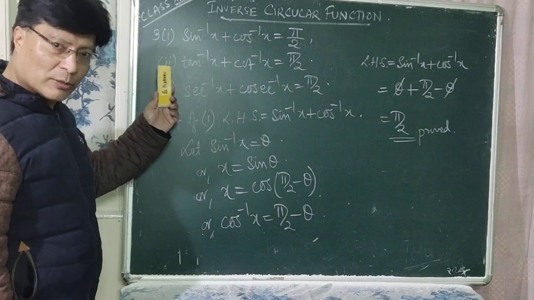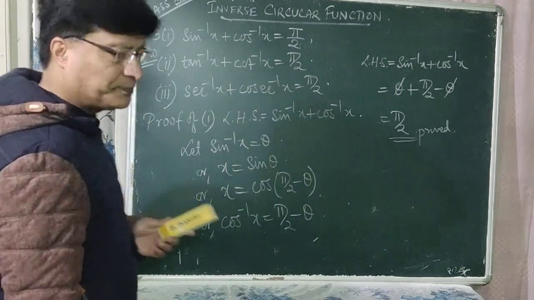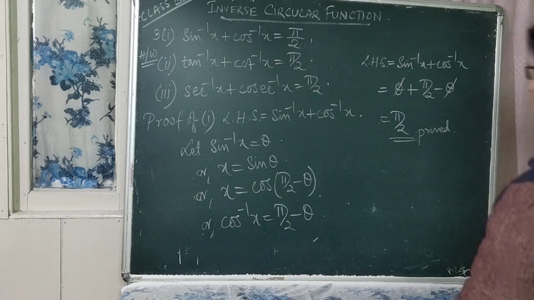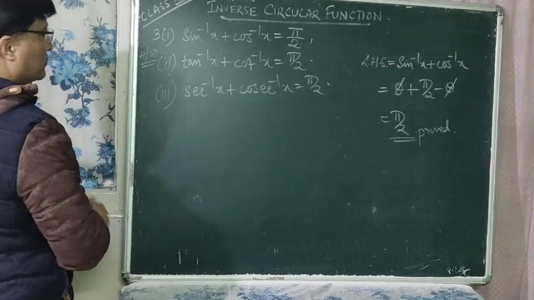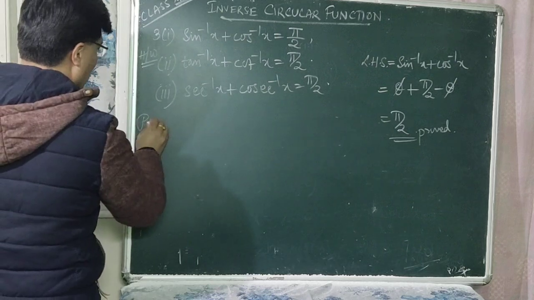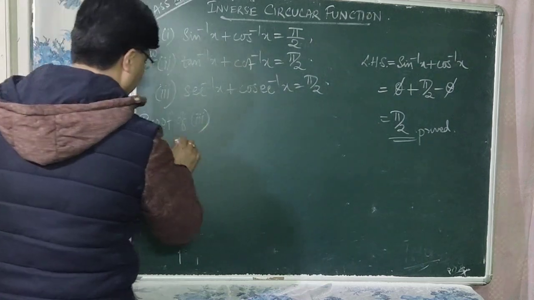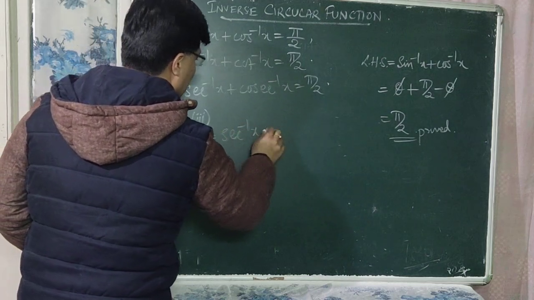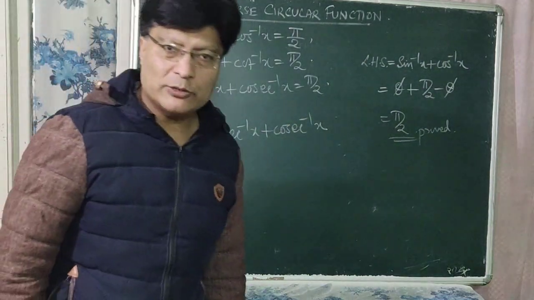Number 2 तिमीले homework गर्नु. Number 2 is your homework. Let's do number 3. You copy it. Now let us do this number 3. Let us do proof of 3. So similarly you can do number 3. Proof of 3, right? So what is the left hand side? Number 3 ma left hand side says sec inverse x plus cosec inverse x. You have to prove is equal to pi by 2. Right?